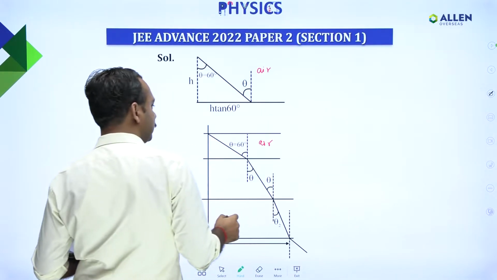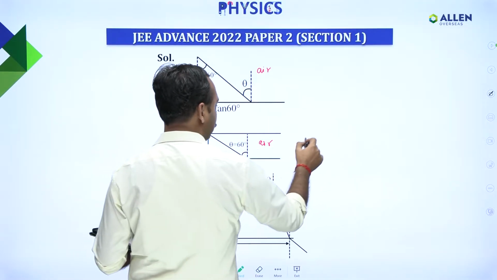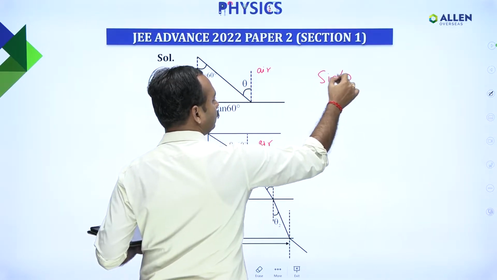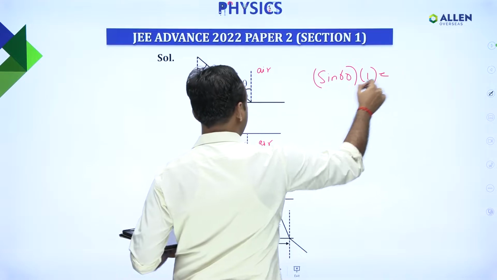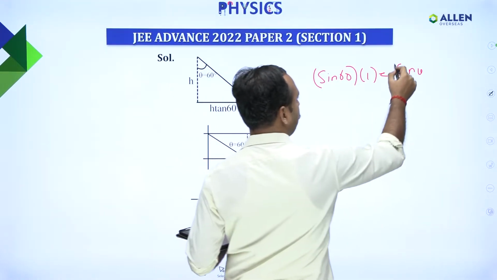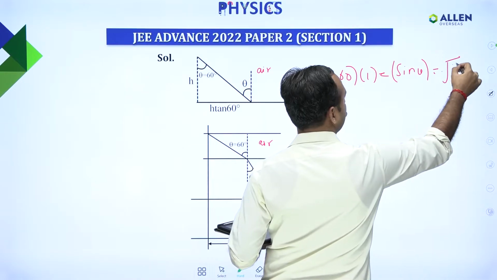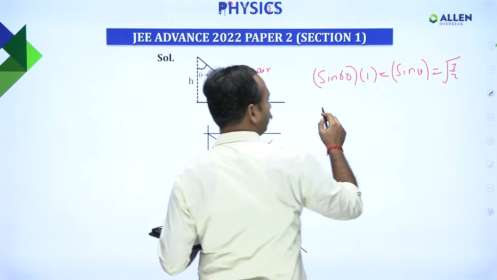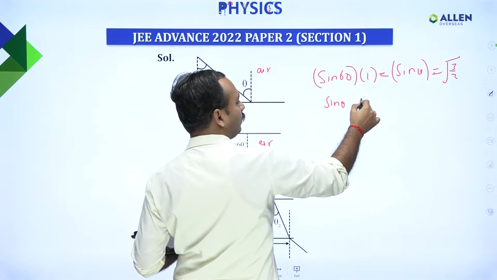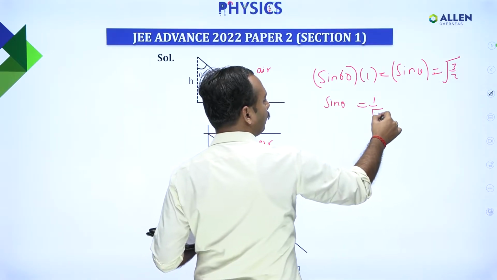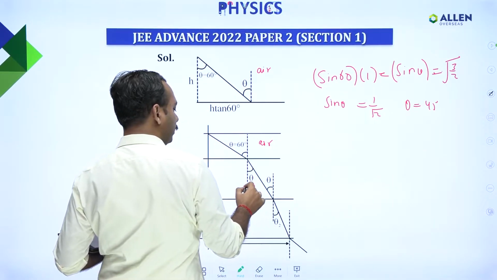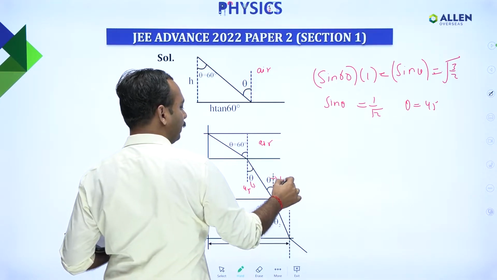So can you use the basic Snell's law? That is sin i into refractive index equals sin r. Sin 60 into root 3 by 2 gives root 3 by 2 times root 2, so sin theta is coming 1 by root 2. So theta would be 45 degrees. So this angle would be 45, people. So by similarity, this angle will be 45 degrees as well.